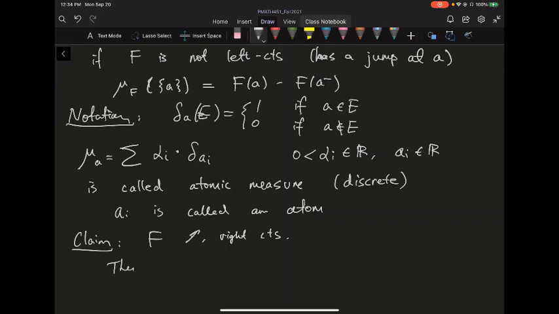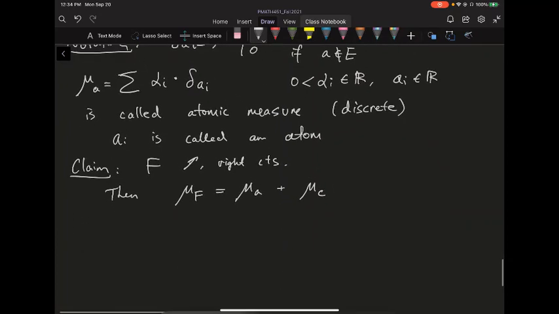Then I can decompose this mu f into an atomic measure. So let's say mu of A, and the rest, basically I remove all the discontinuity and write as mu of C. So mu of A is an atomic measure, and mu of C is coming from some mu of, let's say, f prime, where f prime is just continuous. Of course it's increasing and right continuous, but this f prime is actually continuous. So why is that?